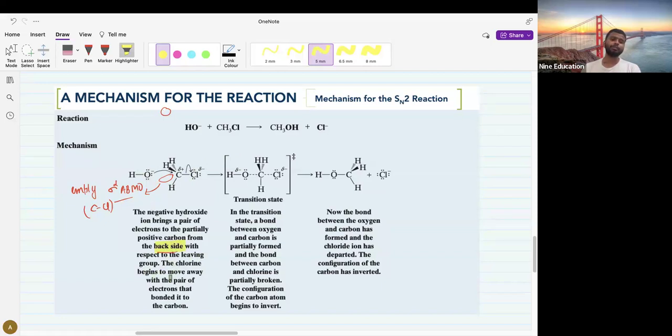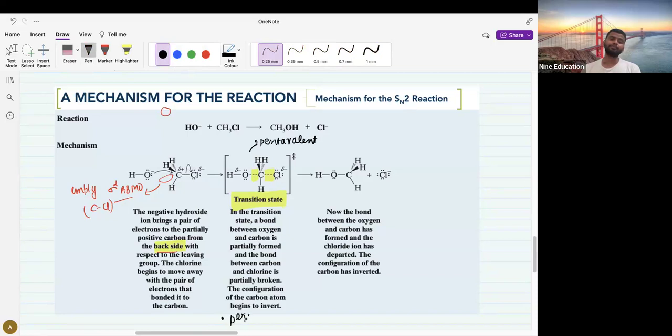This chloride begins to move away. So what happens? This chlorine will try to move and this bond will try to break. The C-Cl bond will try to break and the new bond between OH and carbon will be making. So this is known as what? Transition state. So the state where carbon is pentavalent. See here, carbon is pentavalent here.